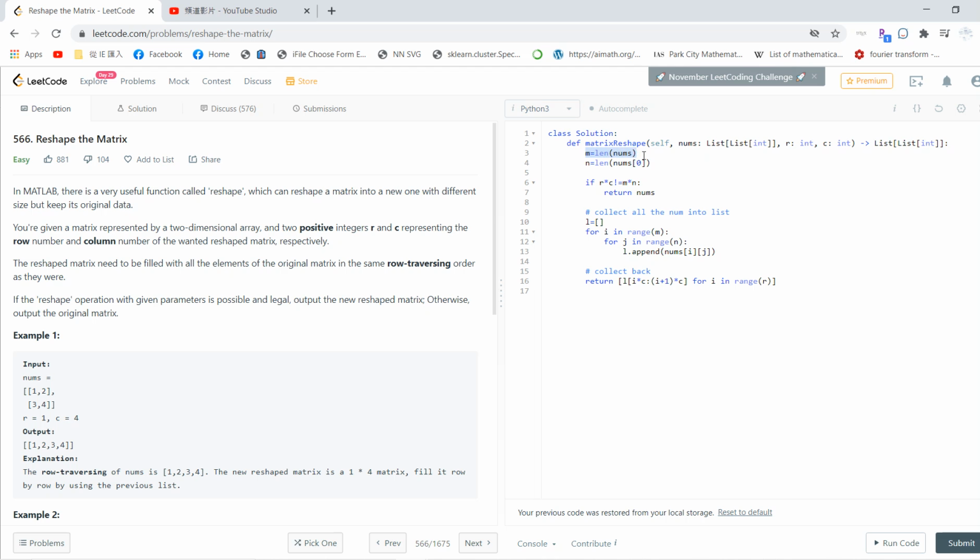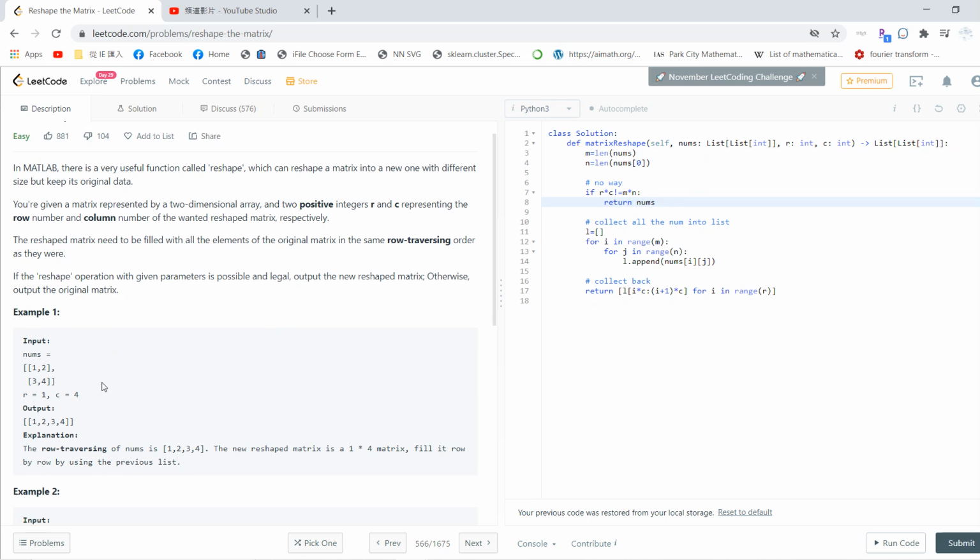So the first step is we take m and n, the original dimensions, where the number of rows is m and the number of columns is n. Then we check whether r times c is the same as m times n. If r times c is not the same as m times n, there's no way that you can transform it, so you just return the original matrix.